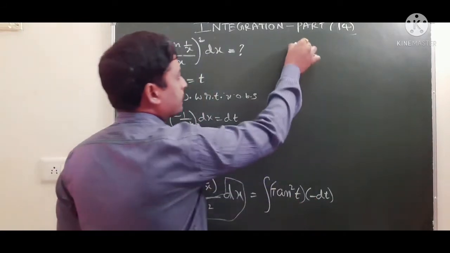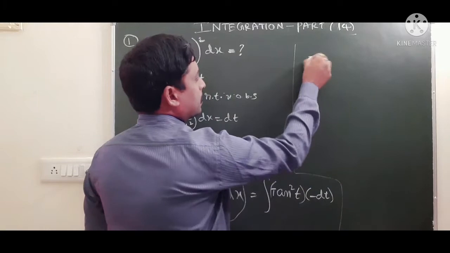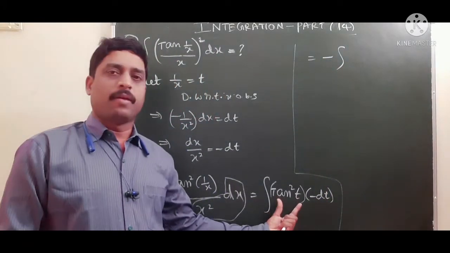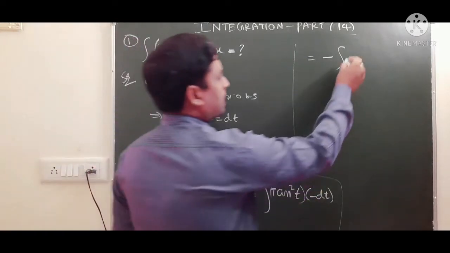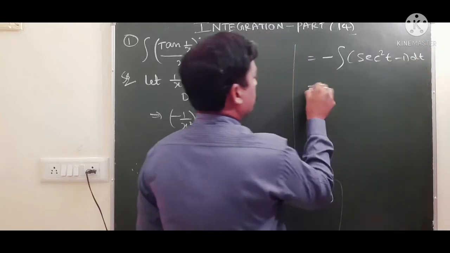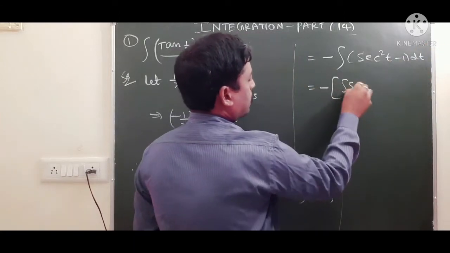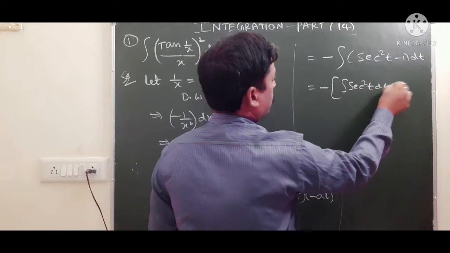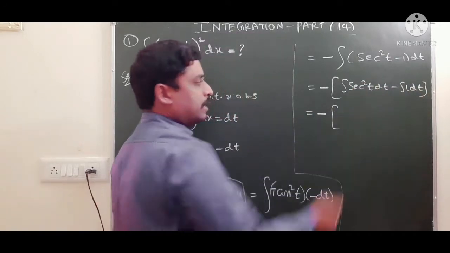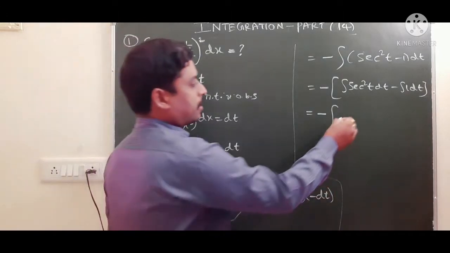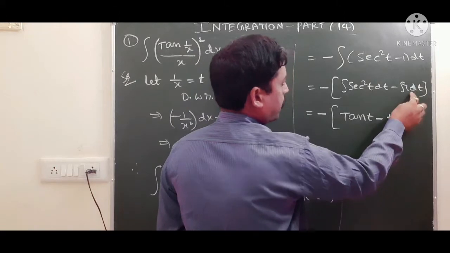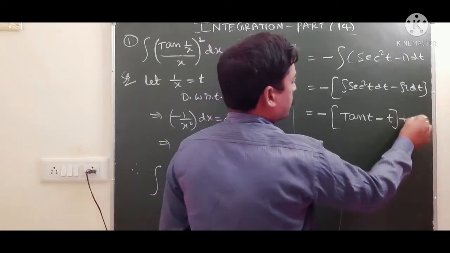Okay, minus 1 constant, integral tan square t dt. We have tan square t formula, secant square t minus 1. So minus of integral secant square t dt minus 1 dt. So this is going to be integral secant square t is tan t, minus integral 1 dt value t. Derivative and integration get cancelled, this value t plus c.